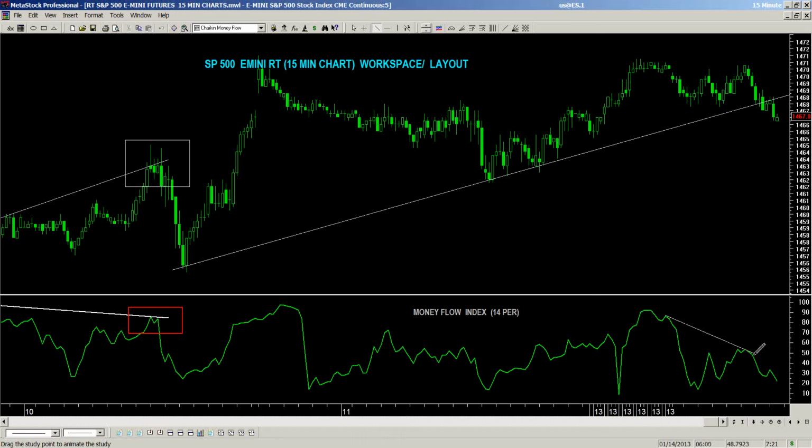Again here, confirmation, difference in levels on the money flow. In this case, where we didn't have an official negative divergence before, we do have an official negative divergence. Again, clear signal here on a trend line break.